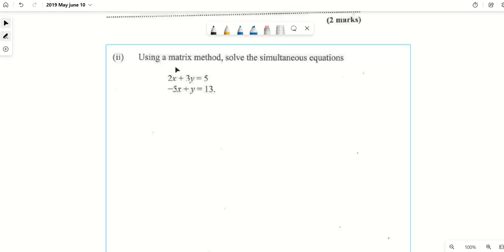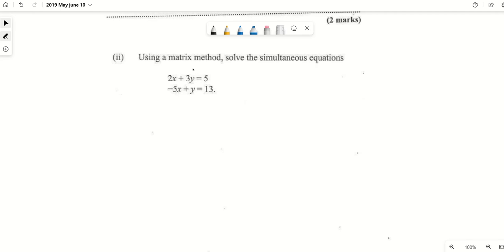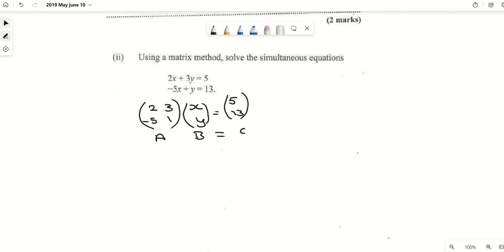The next part of the question says, using the matrix method, solve the simultaneous equations, right? We need to make sure that our x's are first and then our y's. So we saw x and then y, and then we have this. So first we're going to make a 2 by 2 matrix. That means take the coefficients of your unknowns, of your x's and y's. So it's going to be 2, 3, and then minus 5, 1. Right, that is your first matrix. That's a 2 by 2. X is first and then y is equal to our answer, which is 5 and 13. Right? We are going to label this AB is equal to C.